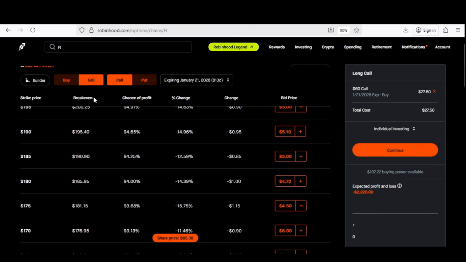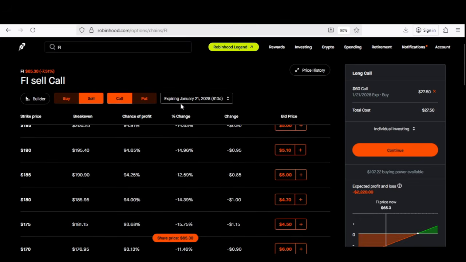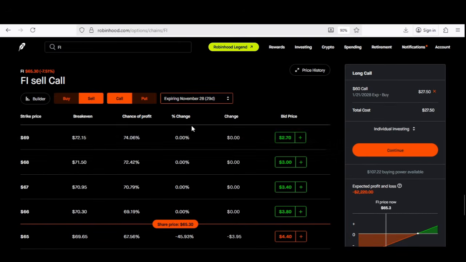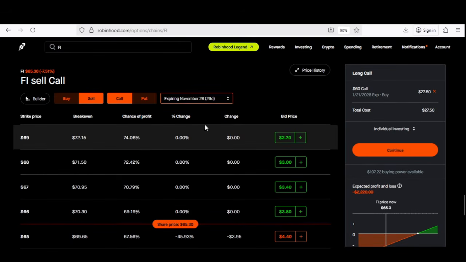So let's go ahead to sell. We're going to go to call. And now I'm going to change my expiration date. I will be doing what's known as monthly expiration date. So that's going to give me November 28th, which gives me around 29 days to expiration. 29 days is close enough to 30 days, so that's fine with me.